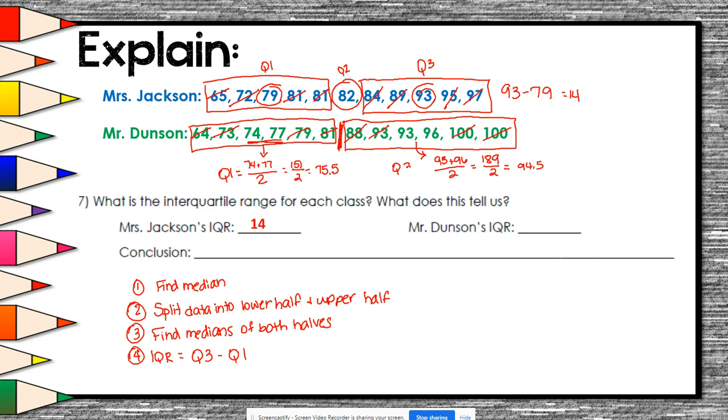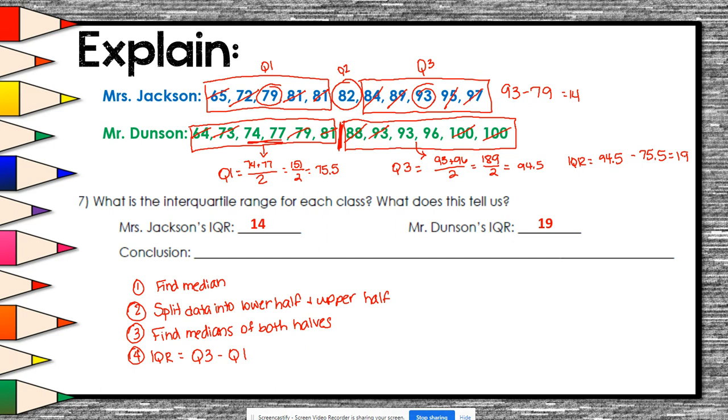So this is the third quartile for Mr. Dunson. Now to find his interquartile range, we take both of those numbers and we subtract them. So 94.5 minus 75.5, which gives us 19. So that means Mr. Dunson has an interquartile range of 19.